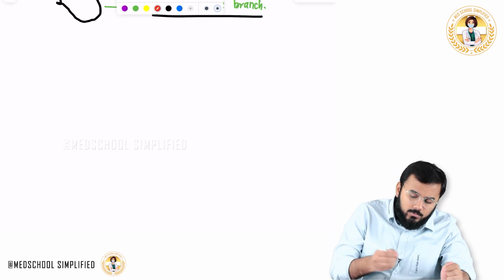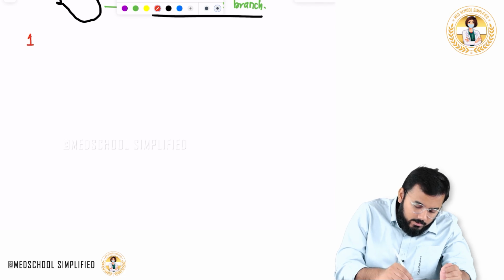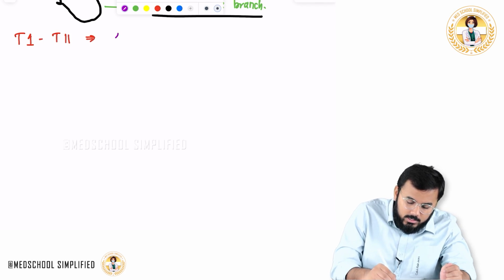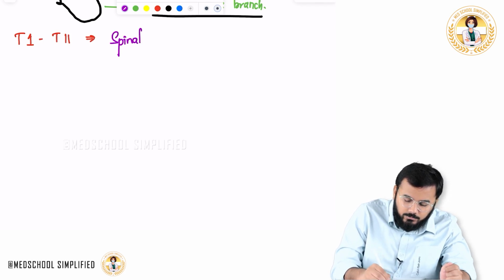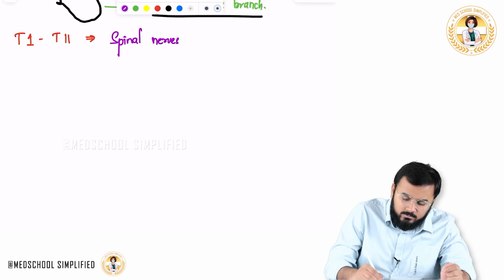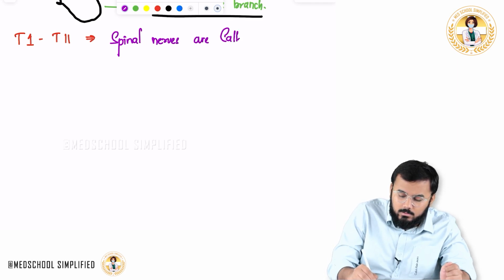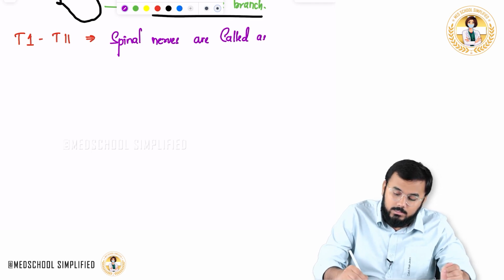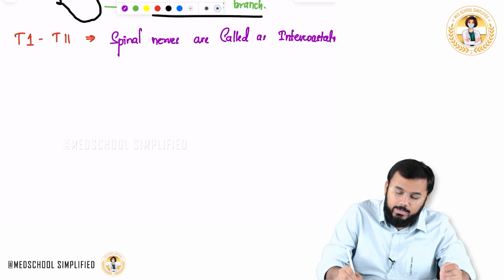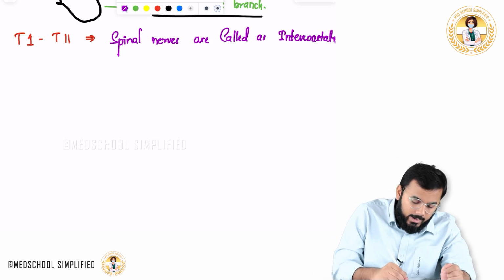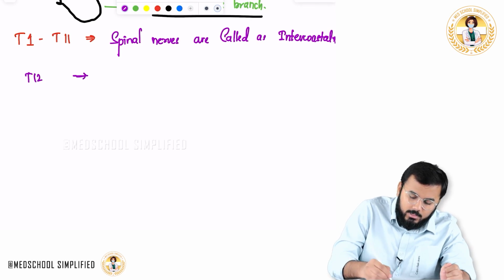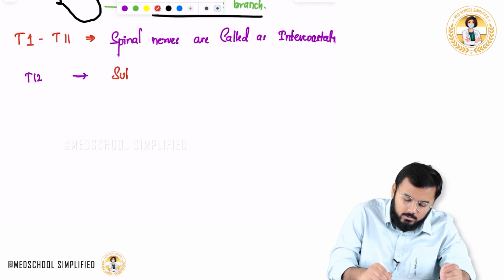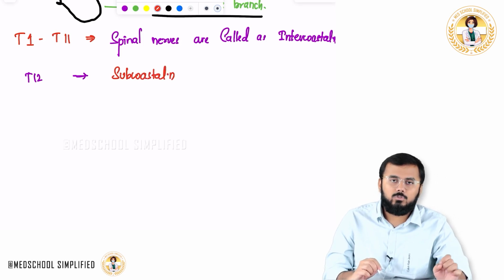So let us write it down now: T1 till T11, these spinal nerves are called as intercostal nerves. Okay, and T12 itself is called as a subcostal nerve. T12 itself is called as a subcostal nerve.